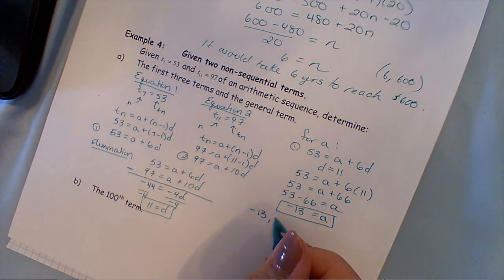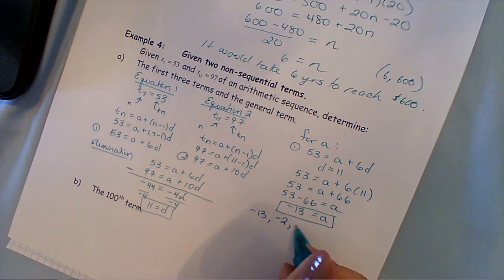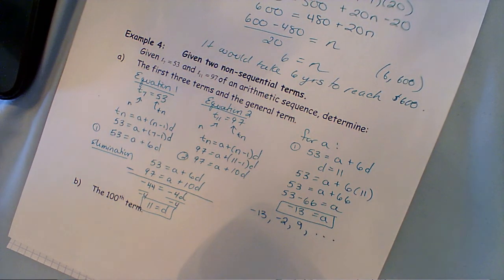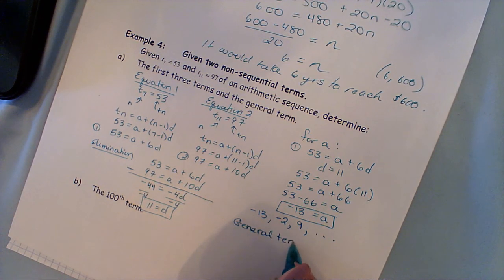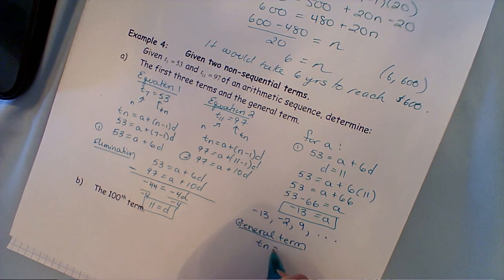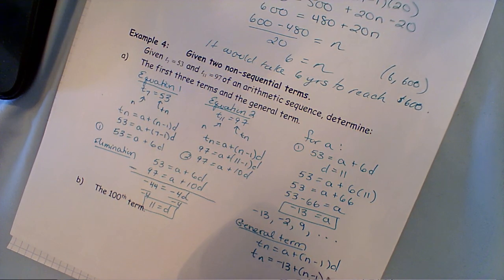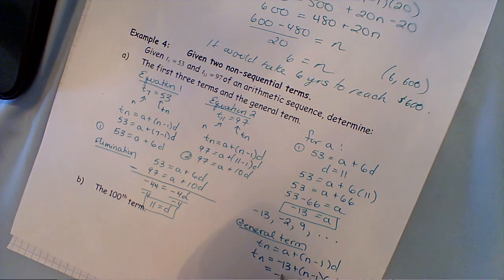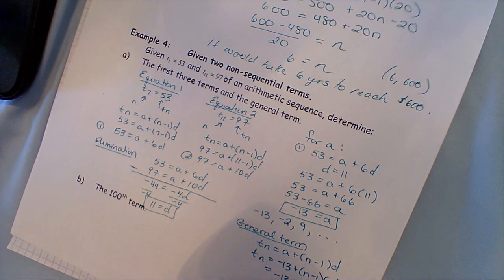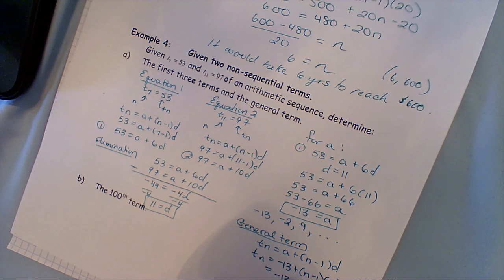Then we added 11, so that'd be negative 2. Then you add 11, that would be 9. Dot, dot, dot. That's what the sequence looked like. To get the general term, Tn equals a plus n minus 1 d. Tn equals negative 13 plus n minus 1 times d, and the d was 11. Negative 13 plus 11n minus 11, which is 11n minus 24.